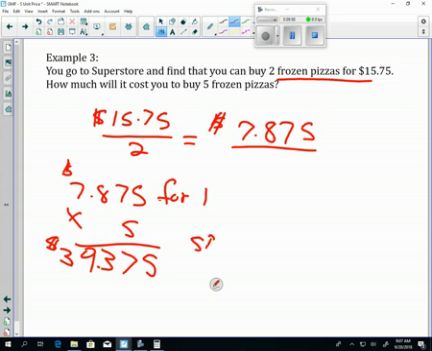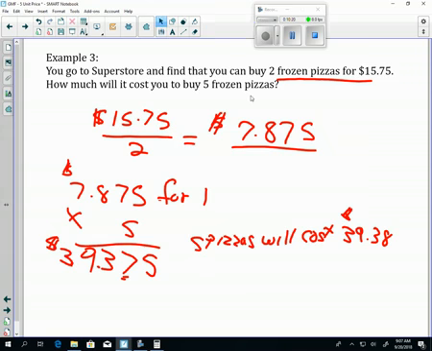Five pizzas will cost, again we can round this off, it's 39.375, you say $39.38. Because it's 5 or more, we have to round this up by 1. It's 39.38. So that's an example of how you can use unit cost to find out what more than one will cost.